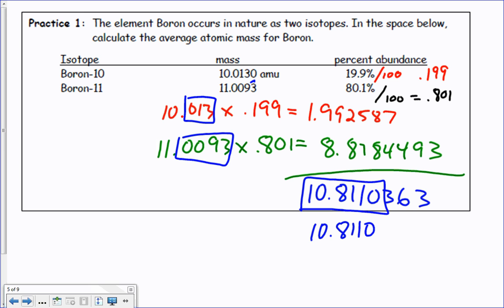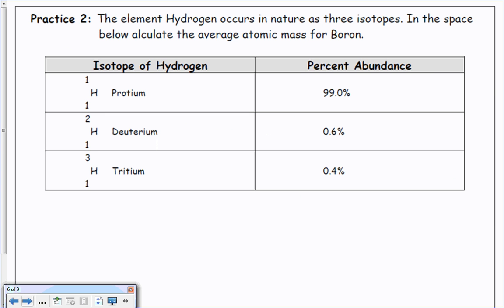10.8110 or 10.811. Average atomic mass for boron based on the relative abundance. And you know what, it makes sense that if 80% of it is boron 11, shouldn't my answer be closer to 11 than 10? And it does. Beautiful. Next example.